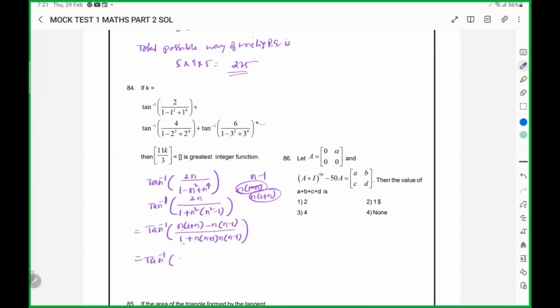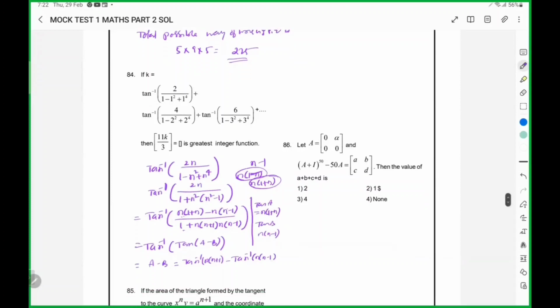Tan inverse tan of A minus B. Here tan A is n into 1 plus n. Tan B is n into n minus 1, which is A minus B. We can write tan inverse n into n plus 1 minus tan inverse n into n minus 1.